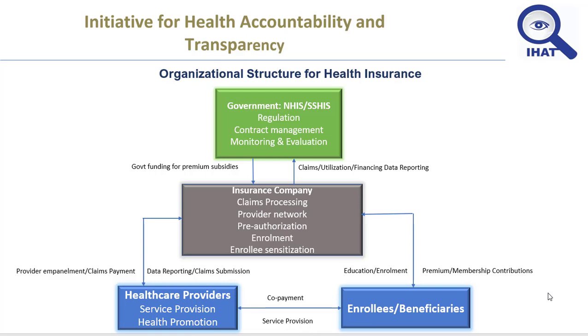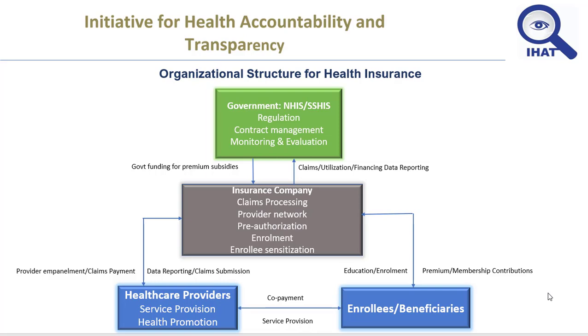The insurance company interacts directly with providers and consumers. The insurance company can also be represented by the HMOs, and they do claims processing, provider network, pre-authorization, enrollment, enrollee sensitization, and some other functions. The government funding is given to the HMOs for premium subsidies for enrollees, while the insurance company is meant to feed the government back with reports on claims, utilization, and financing data. So the insurance company interacts directly with the healthcare providers, as we can see, and the enrollees from this structure.